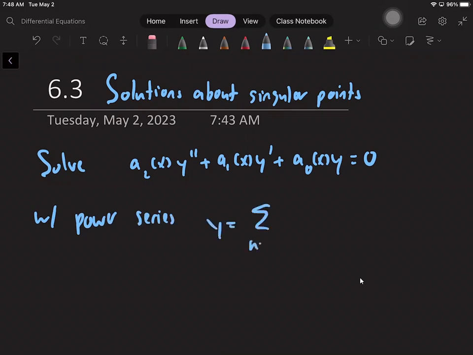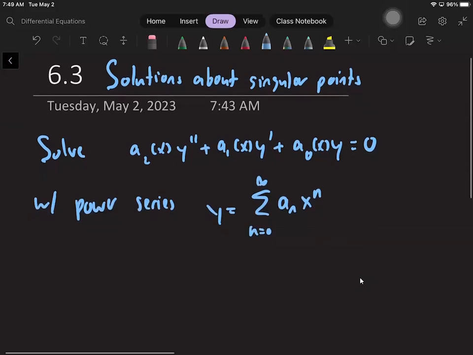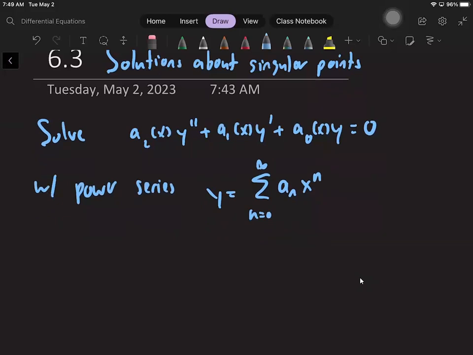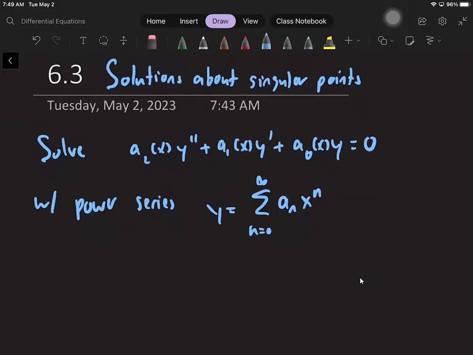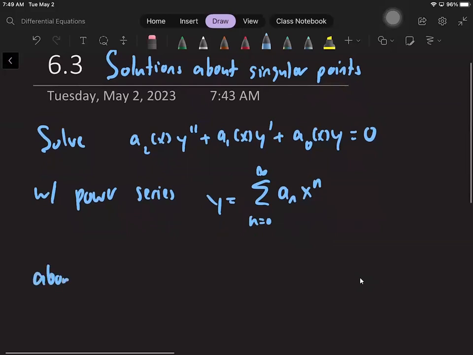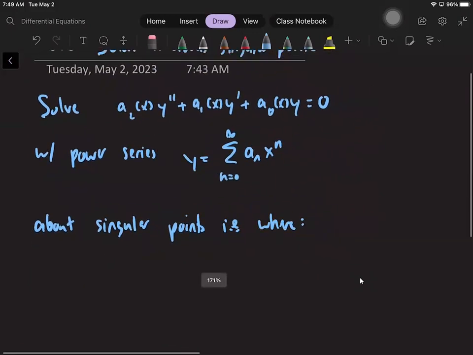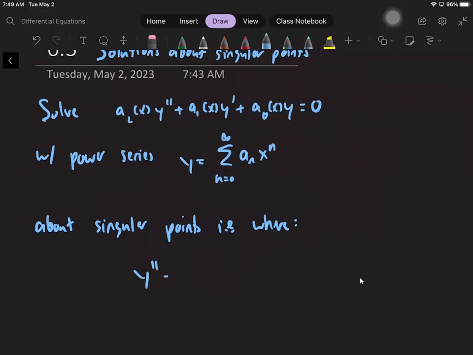But this time we're going to consider situations where we have power series about singular points. Okay, but it depends on how the singular point looks, whether we can do this technique or not. So about singular points, what we said last time was you divide by the a2 function to make it look like this.